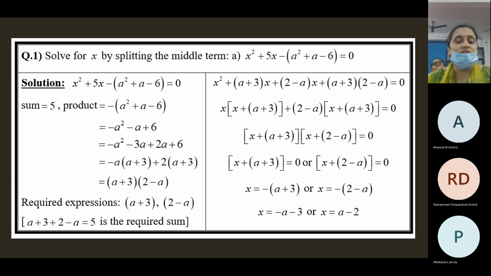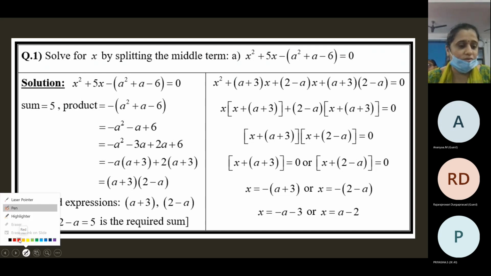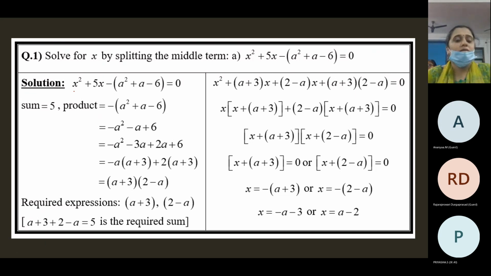So this is solving for x by splitting the middle term. What you see on the screen is the solution for A: x squared plus 5x minus of a squared plus a minus 6 is equal to 0. This is the x squared term, it's a quadratic equation, as you can see. Just a minute, I have to find my pointer. So x squared, 5x, and this is the constant.